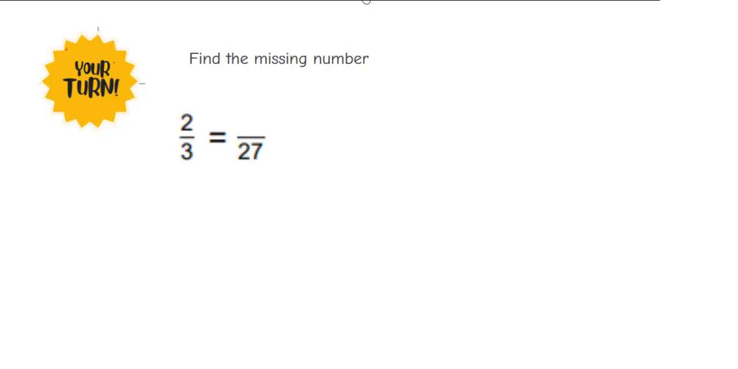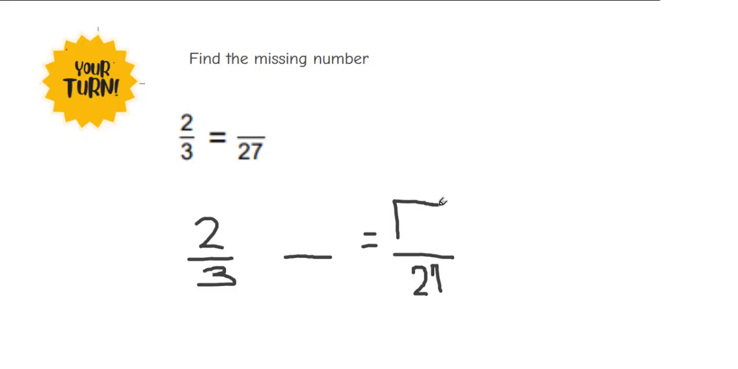We're going to find the missing number again. So we have 2/3, and you might want to write it out. We're going to draw a line and say it's equal to a mystery number over 27. I'm going to give you a hint. You're starting with a 3 and you're increasing it to 27. So are you going to multiply or are you going to divide? Pause the video, work it out, and come back.